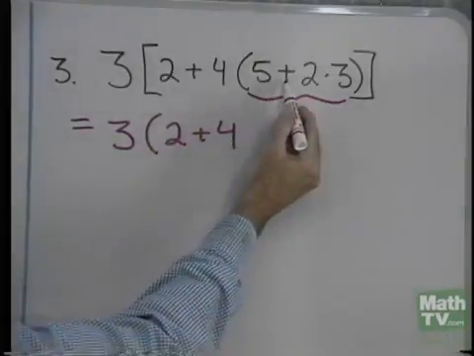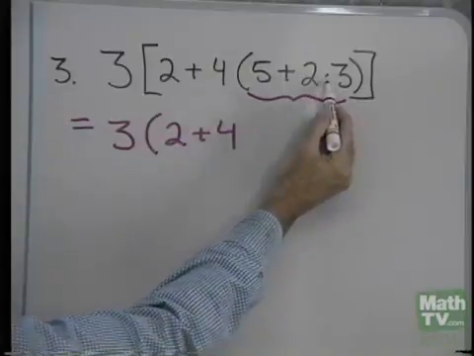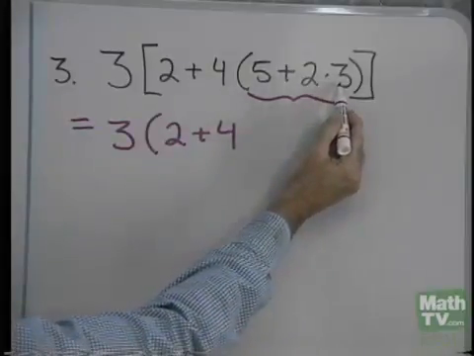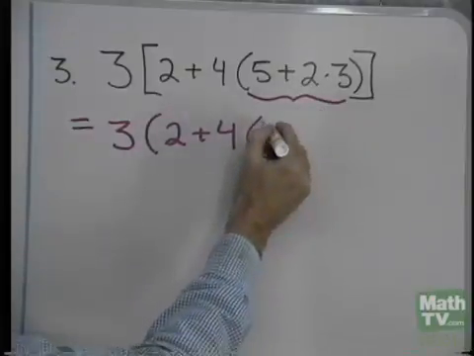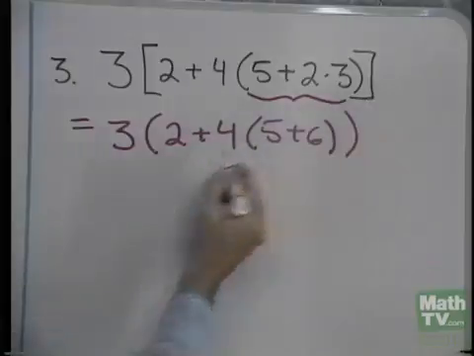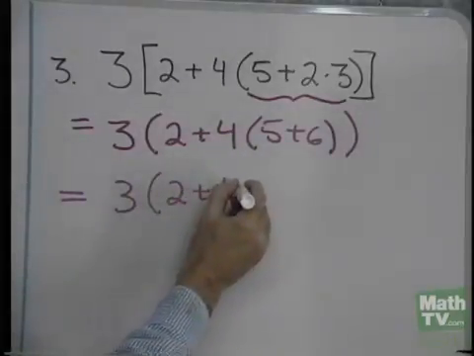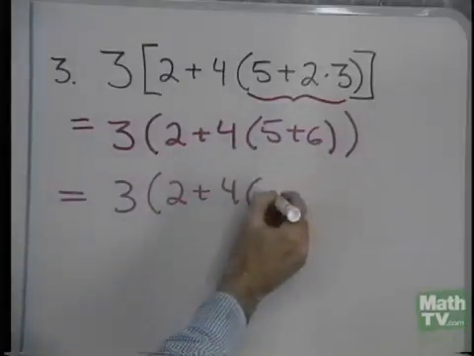So here I have 5 plus 2 times 3. I have multiplication and addition. I'm going to multiply first. 2 times 3 is 6. So I'll have 5 plus 6. Close that parenthesis, and then this one too. Now this is 3 times 2 plus 4 times 5 plus 6, which is 11.